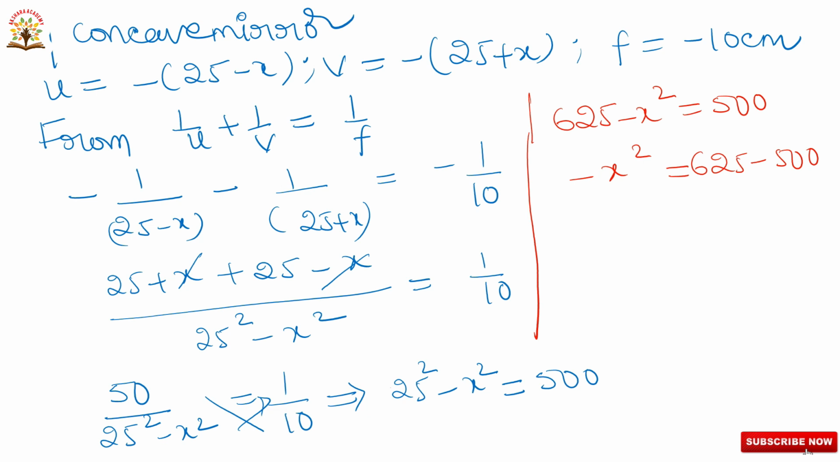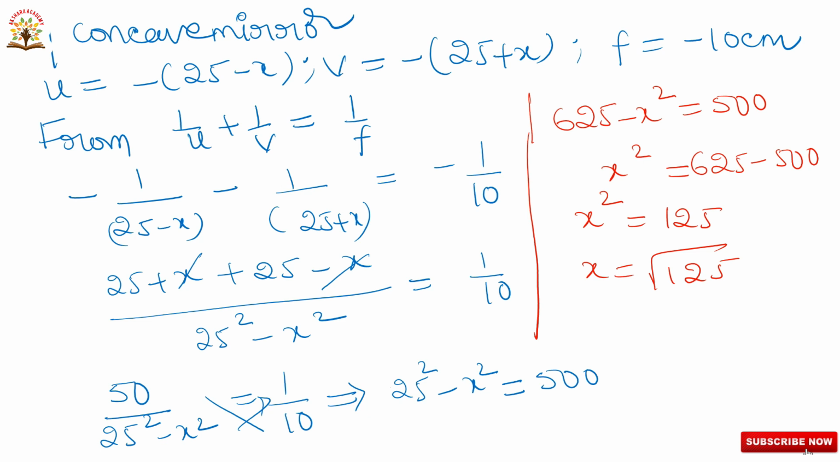Minus, minus gets canceled, so x squared is equal to 625 minus 500. Or else, minus x squared goes to that side as plus x squared, and 500 comes to this side as minus 500. So x squared is equal to 625 minus 500. So x squared is equal to 125. So x is equal to root of 125.